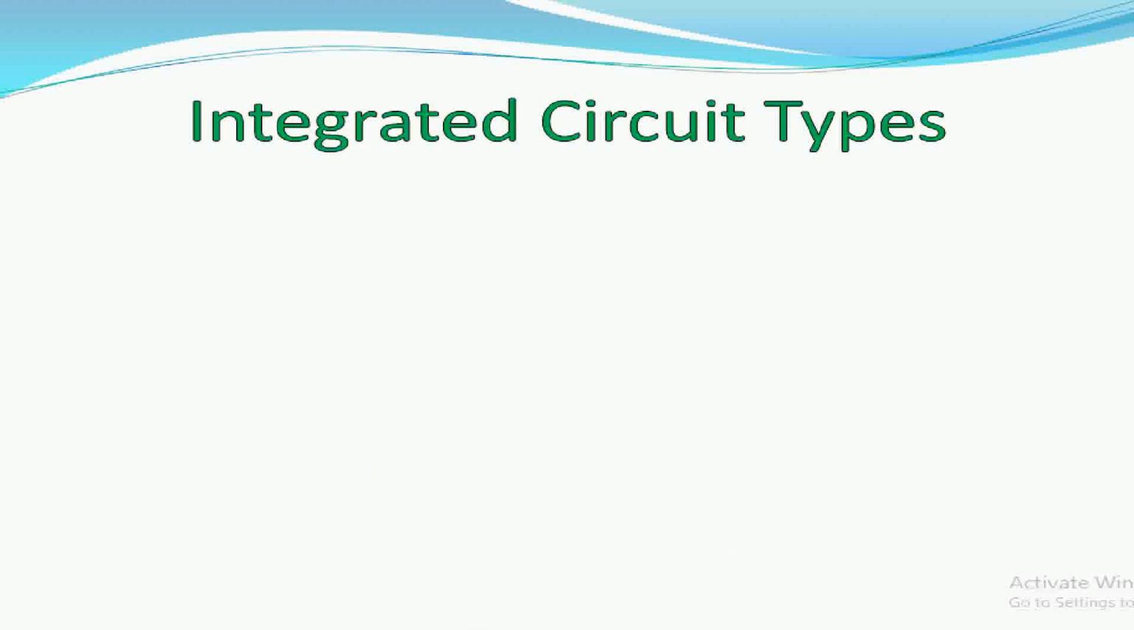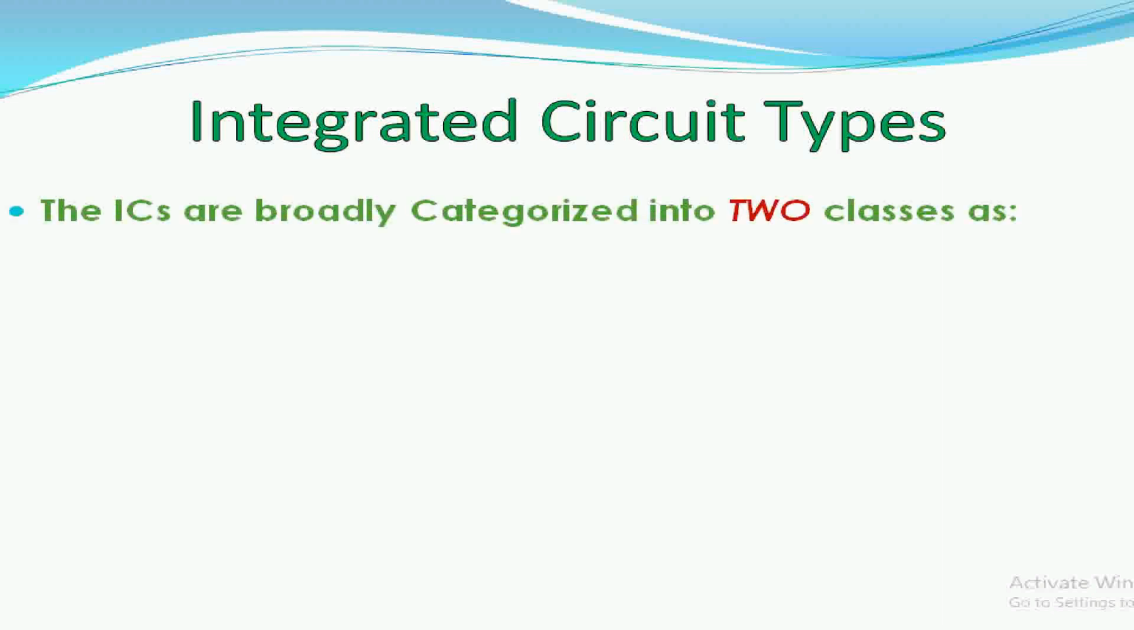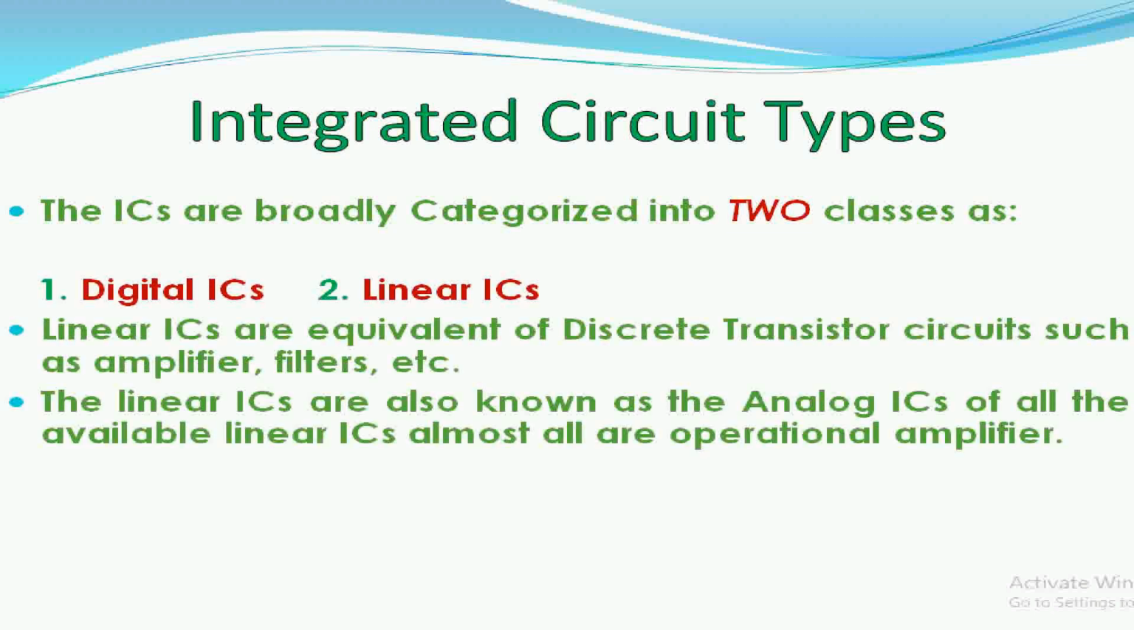This op amp is an integrated circuit, so let us learn some basics of integrated circuits. An integrated circuit is known as an IC, on which a large number of transistors are mounted, millions, billions of transistors. ICs are broadly categorized into two classes: digital ICs and linear ICs. Linear ICs are equivalents of discrete transistor circuits such as amplifiers and filters.